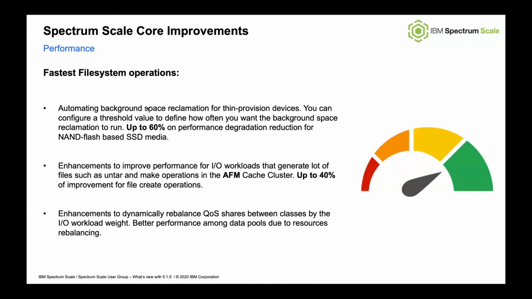So in terms of performance in 5.1.0, Scale is introducing significant enhancement to the so-called fast creates. That is very useful when we have workloads that generate a lot of files, for example, the untar and make. When you're untarring, you are creating a lot of files from a single file, and when you are making, you're extracting a lot of files from a single file.